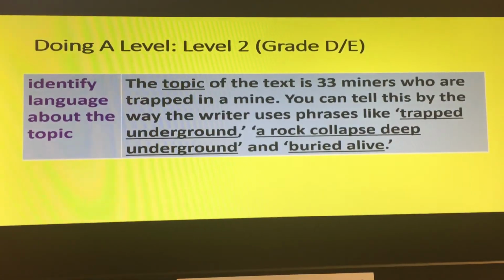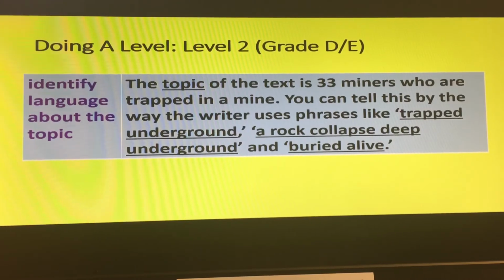Right, let's now move on to paragraph 2. We're going to identify the topic. So, the topic of the text is 33 miners who are trapped in a mine. So we've identified the topic, haven't we? And now what we've got to do is link that topic to some of the language in the text. You can tell this by the way the writer uses phrases like trapped underground, a rock collapsed deep underground, and buried alive.